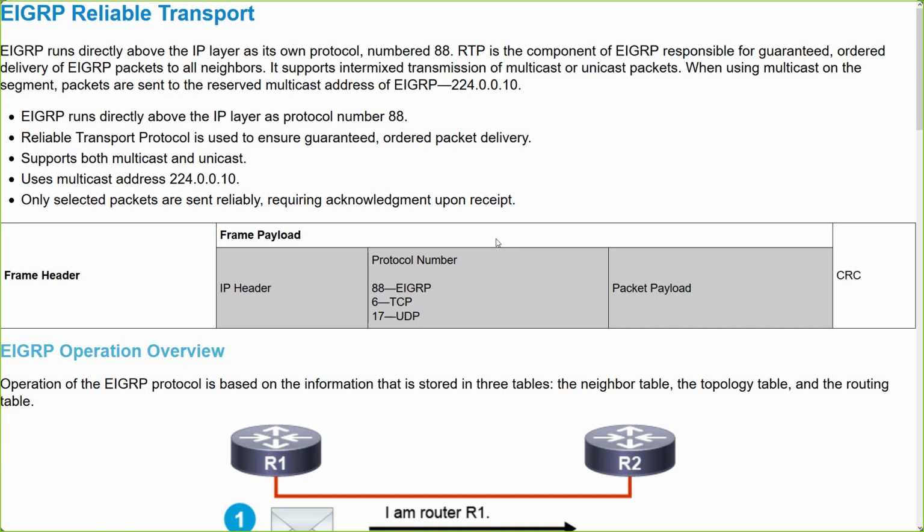EIGRP and OSPF, their datagrams get encapsulated directly inside of IP. So there is no transport layer function, right? There's no TCP or UDP function with EIGRP or OSPF.